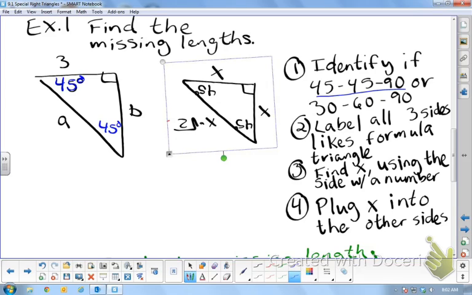Looking at 3, what does 3 go with on our formula triangle? X. So 3 and X, they're equal to each other. They're in the same spot. What about B? What does B equal? B also equals X. They're in the same spot. What about A? X times square root 2.